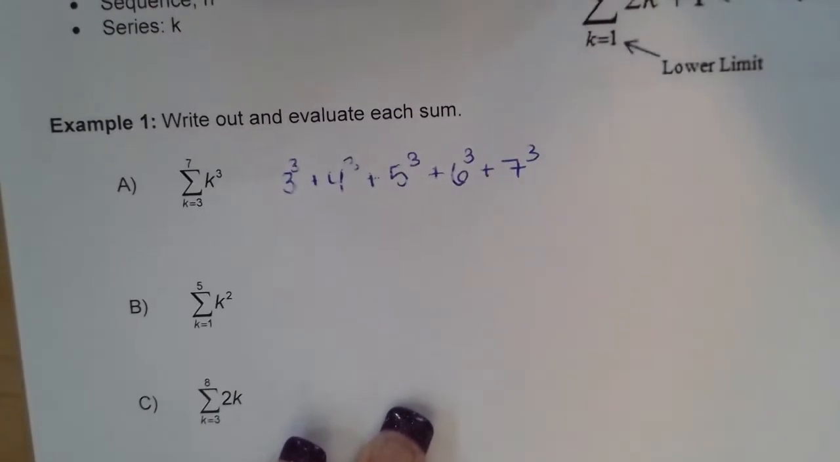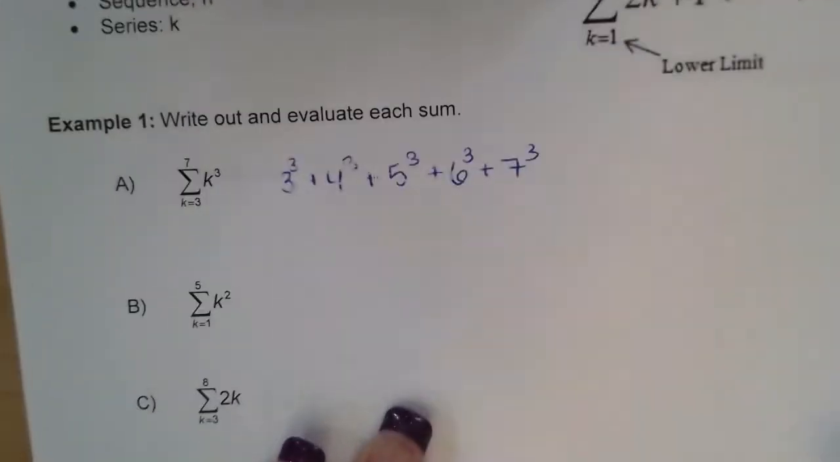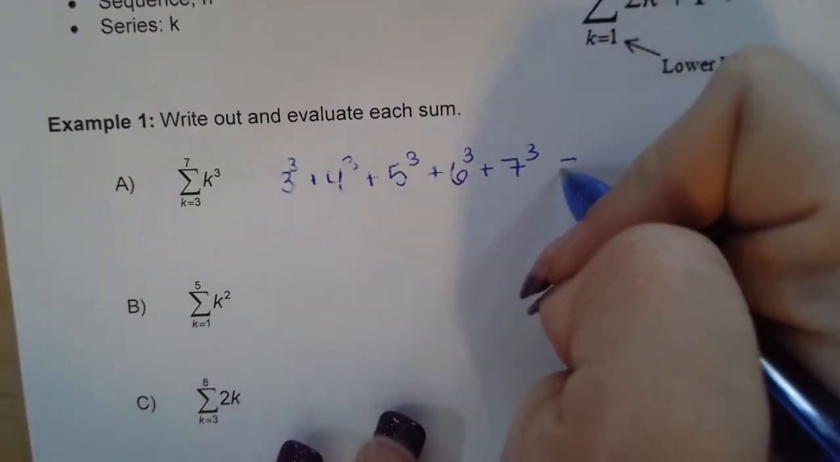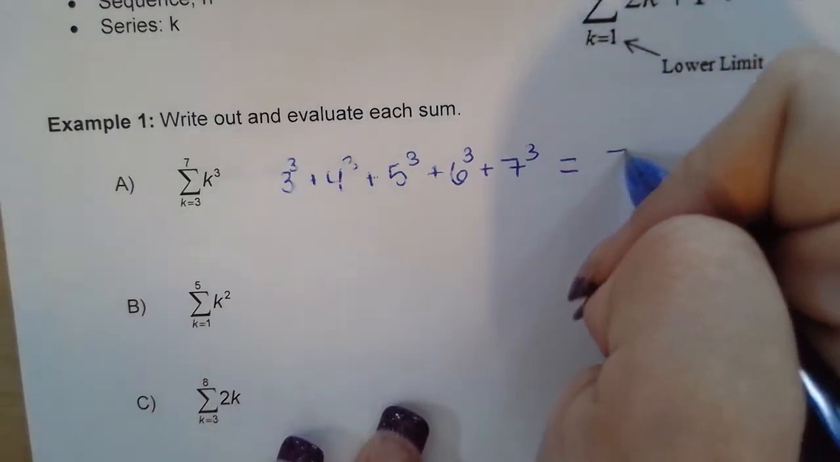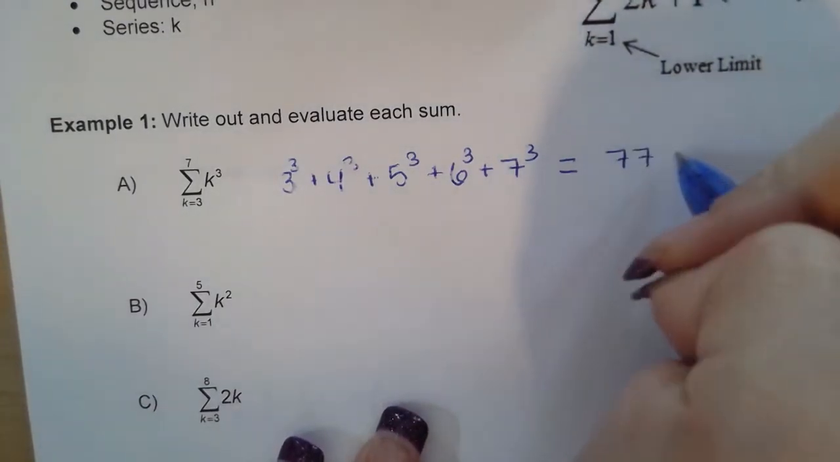Now, of course, this is going to be a little complicated, so at this point, you may use your calculator. So we have equals, and you should get 775.